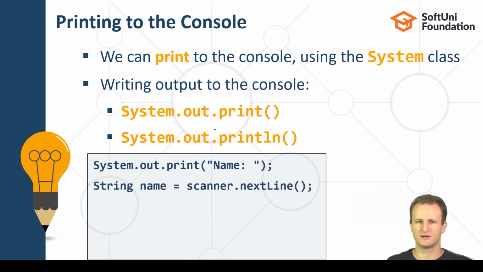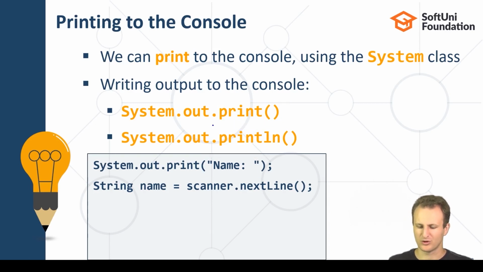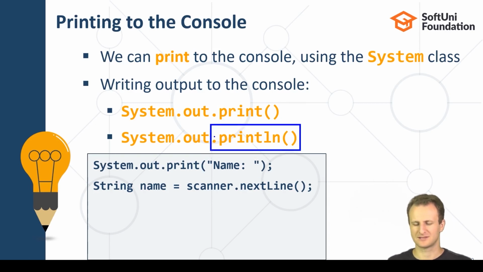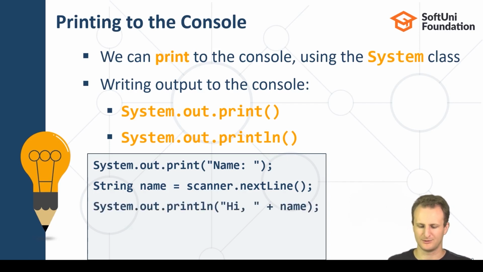System.out.print just prints whatever you give it. So if you add a number, it will print a number. If you supply a string like this one, it will print a string, and so on. Println will print the same way as print does, however it will add a new line character at the end. It will just move the cursor to the next line after printing whatever you supplied to it.